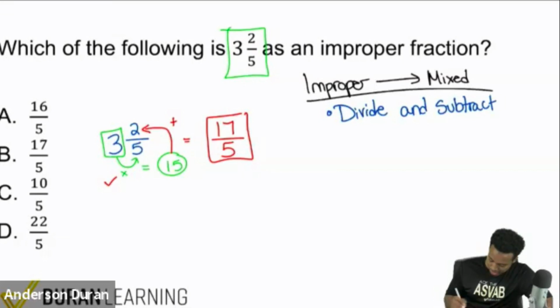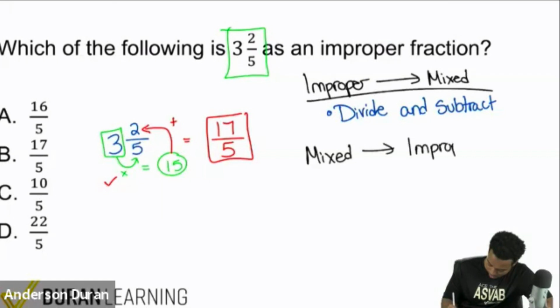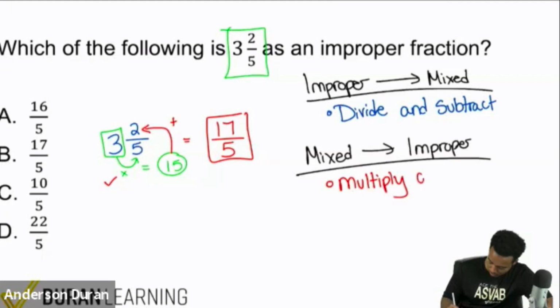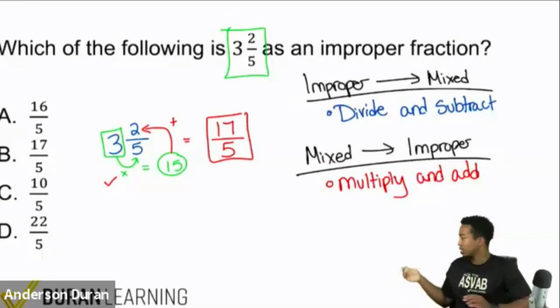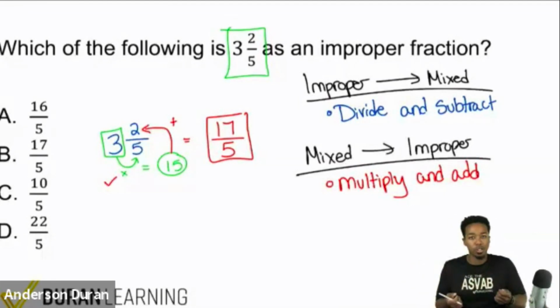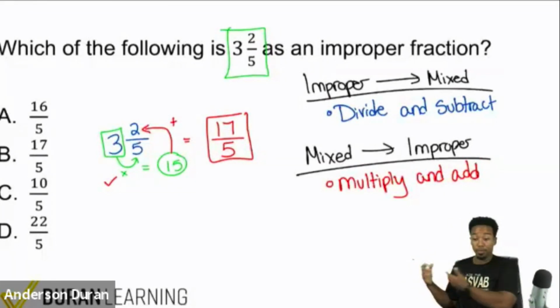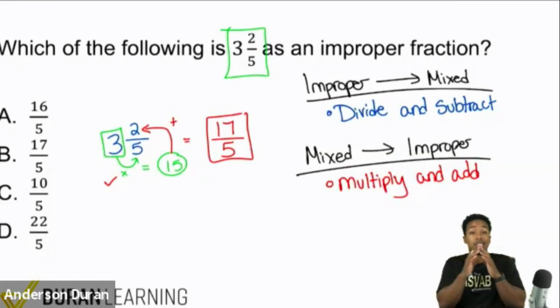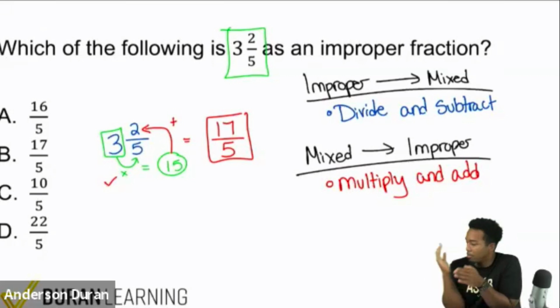For mixed to improper, it's the exact opposite. It is the exact opposite. And what you're going to do here is you're simply going to multiply and add. So I hope you notice, like, look, these processes are the exact opposites of each other. And they are on paper, algebraically, numerically. It is the exact opposite. And so if it makes your life a little easier, go ahead, write that down.